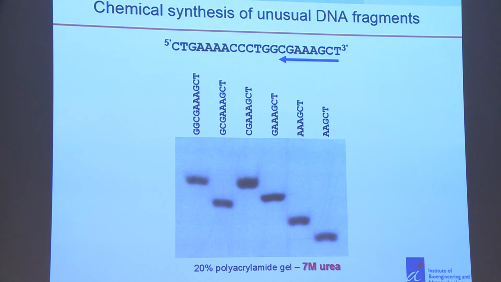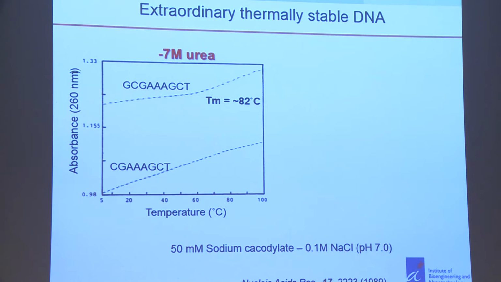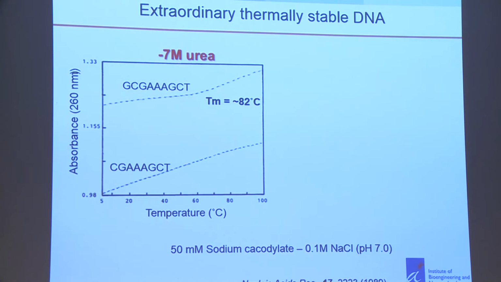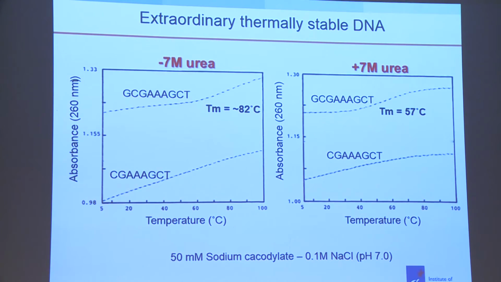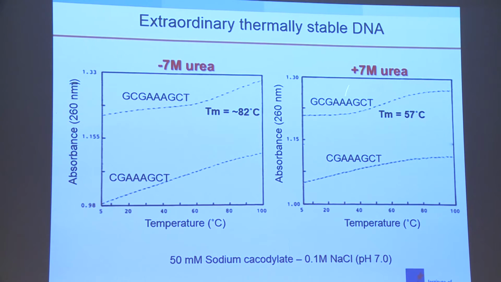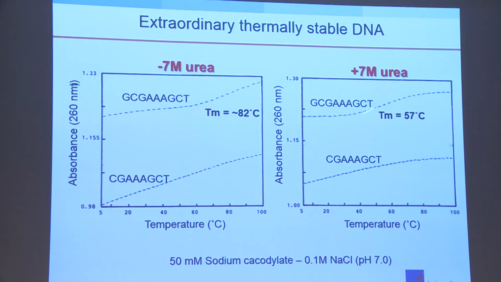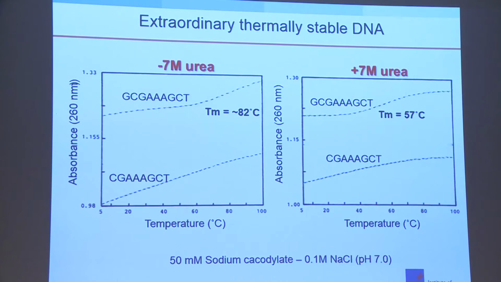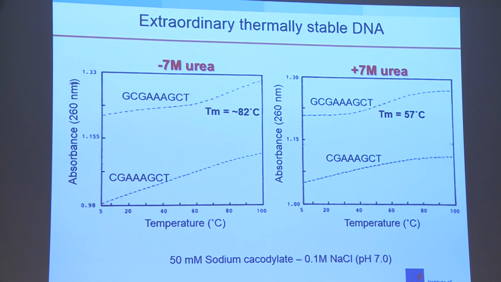And we also performed this experiment from the 5' region. Then we determined the GCGAAAGC sequence shows this abnormal mobility. This is thermal stability. This fragment shows a TM value of more than 82 degrees. And even in 7 molar urea, the TM value is 57 degrees. So that's why even in the denatured gel, this fragment still forms some structure. That's why the mobility is high.